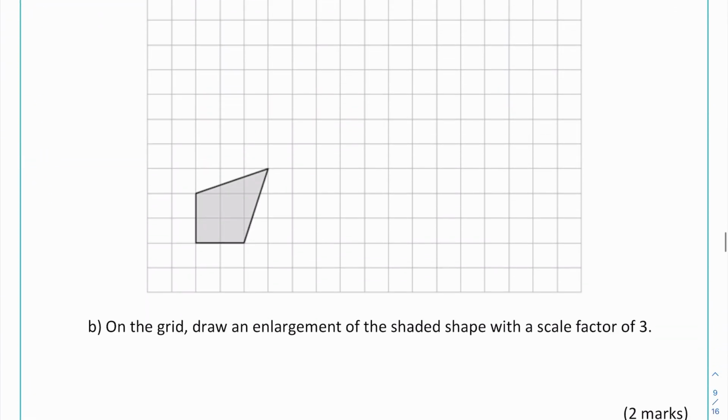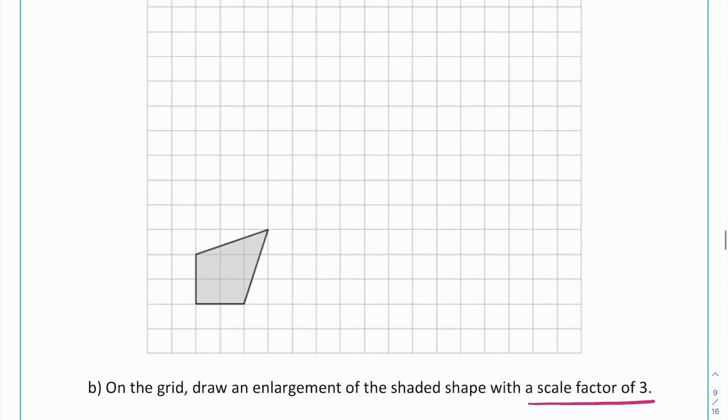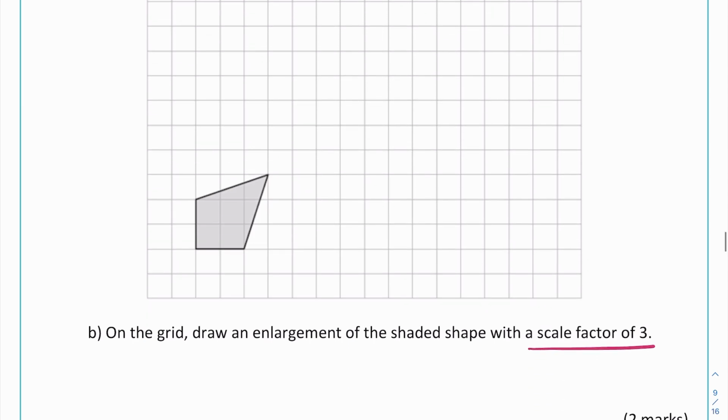Right, on to our next one. On the grid, draw an enlargement of the shaded shape with a scale factor 3. A scale factor 3 means all the sides are going to get multiplied by 3. And this is a bit of an awkward shape. Let's have a think about how we do this. Now what I can see is that I want to do the straight lines first. These ones that are sort of diagonal and go across multiple squares, they're very awkward to do.